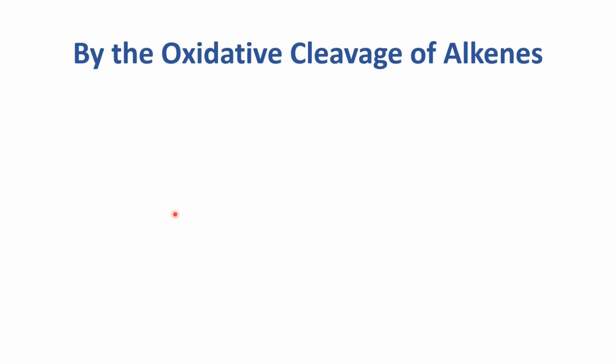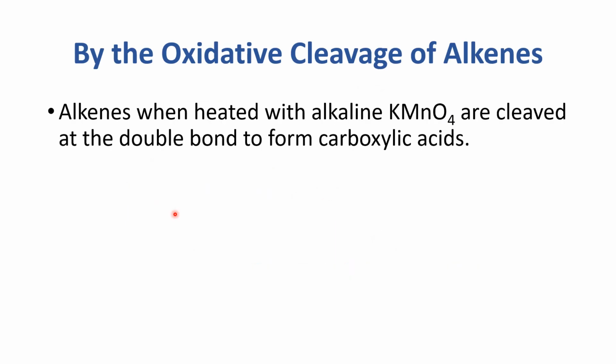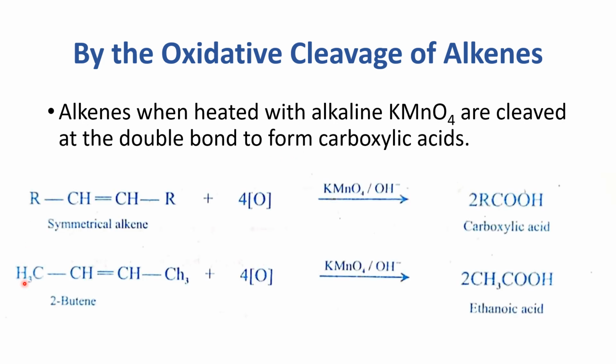The last method is through oxidative cleavage of alkenes. Alkenes when heated with alkaline KMnO4 are cleaved at the double bond to form carboxylic acids. 2-butene reacts with 4 oxygen to yield ethanoic acid. The double bond cleaves and it will yield ethanoic acid. The oxygen gets added here and the carboxylic acid will form.